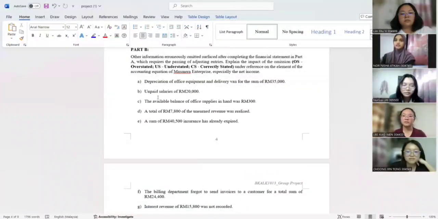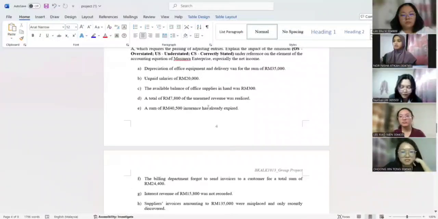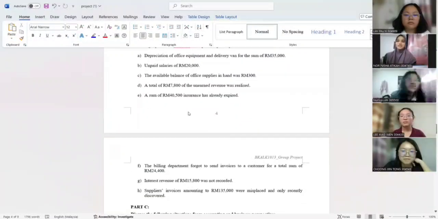And the D, a total of RM7,800 of the unearned revenue was realized. So here we need to adjust for unearned revenue. 7,800 ringgit of unearned revenue has been realized and should be recognized as revenue. If omitted, the revenue will be understated, which leads to understated net income, and liability overstated, while expenses and assets are correctly stated. So next we continue with Tom.